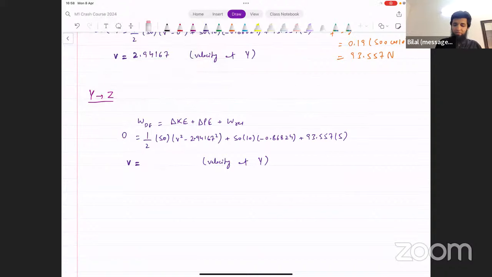And now you can find the value of v again. This is going to give you the velocity at z, and that's what we're looking for. You can see what this turns out to be now. 500 into 0.86824 minus 93.557 into 5, multiplied by 2 divided by 50, plus 2.94167 squared, and then square root of that. And that's giving me 2.703. That's the final velocity that we're getting at z, and that's what we were looking for, 2.70.